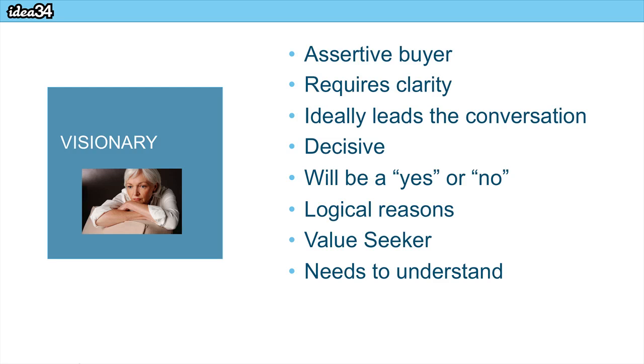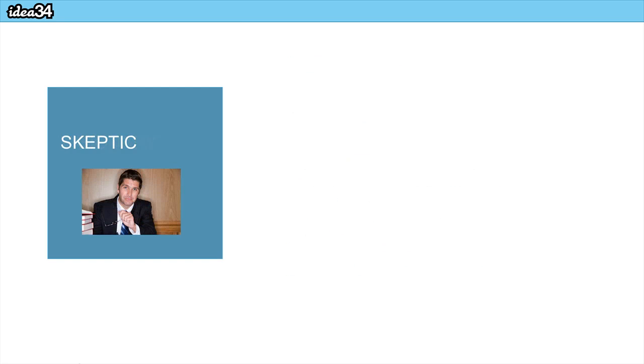They will gather information until they do, and then they will make a decision very easily and very quickly, typically. All right, so let's move into one of the other quadrants. Let's move into the skeptic quadrant. You may have encountered a person like this. This is your typical analytical buyer.